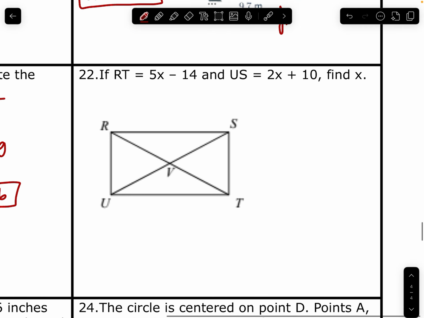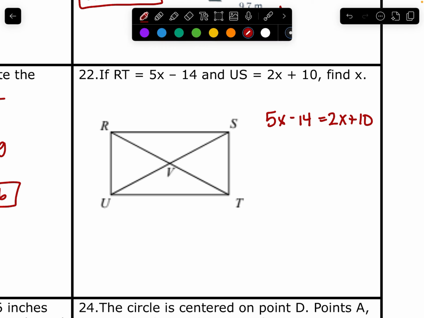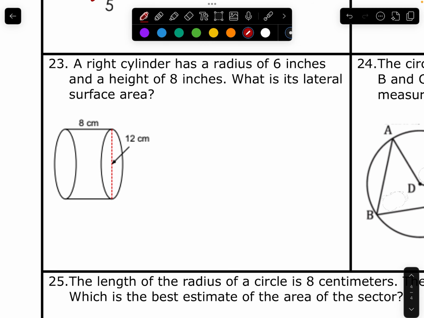Number 22, if RT is this and US is this, find X. Good news, this is part equals part because the diagonals of a rectangle are equal. Now we just have to solve for X. Done.